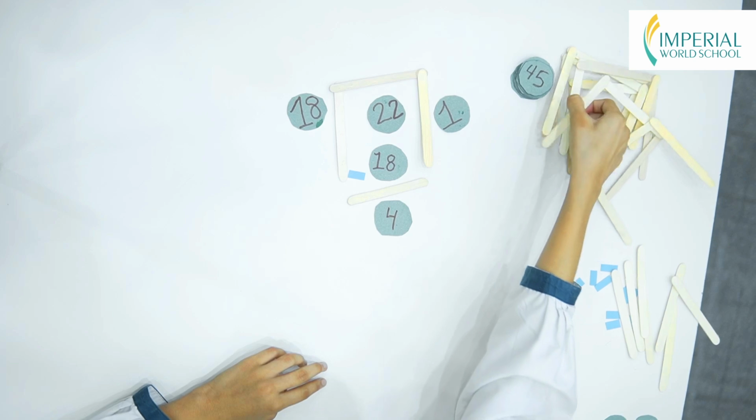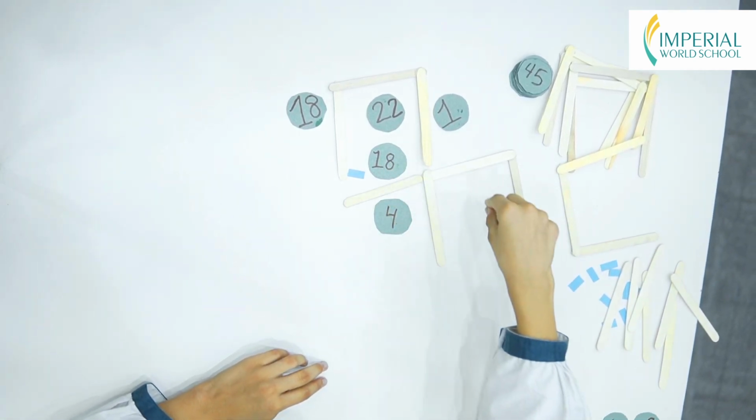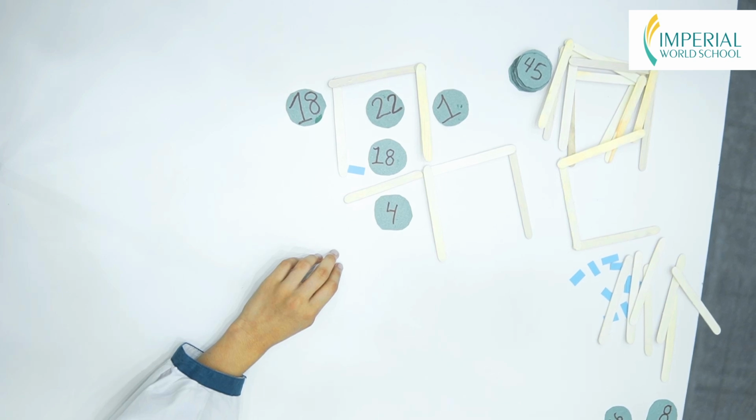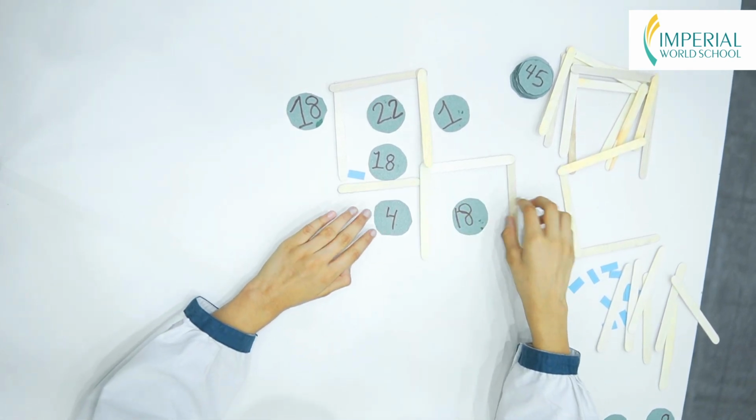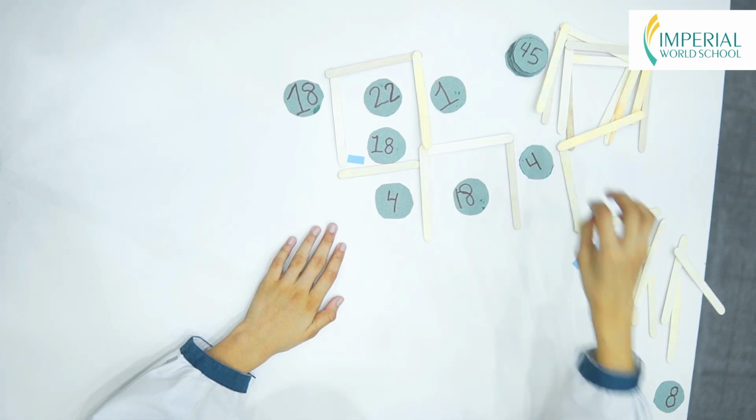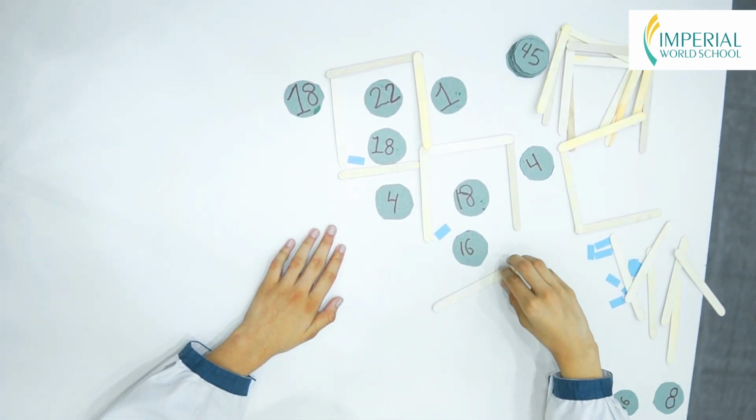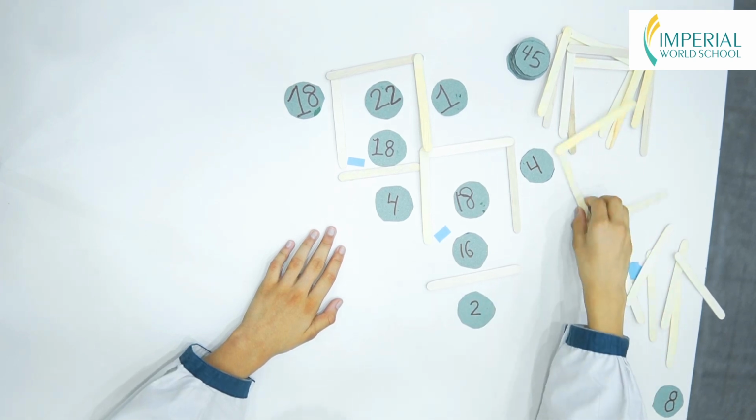So now let's divide again. Let's put the same number here again, 18. 4 times 4 is 16, minus, and this gives 2.